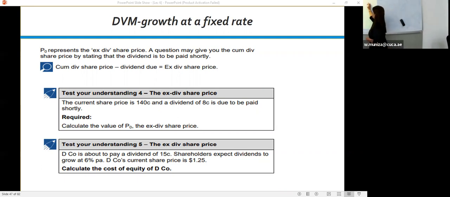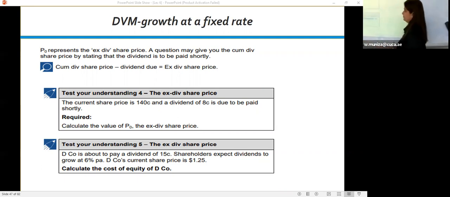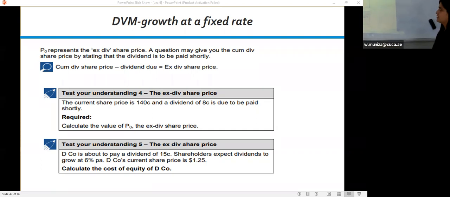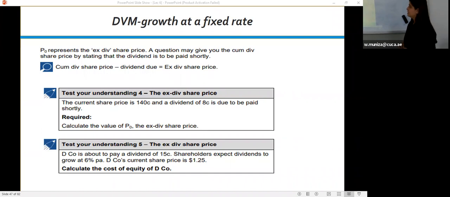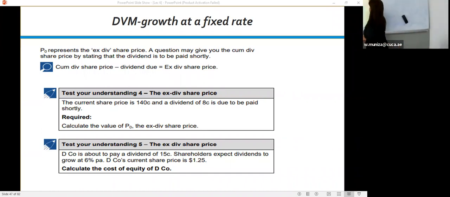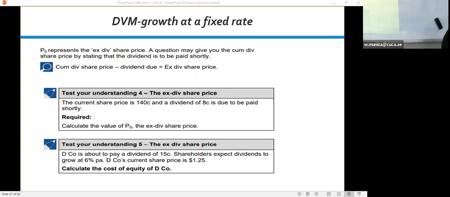What is the formula for PO? Is there any growth? No, there is not. The current share price is 140 cents. The dividend of AFC is due to be paid shortly. What is the formula? PO is equal to DO divided by RE. Now, if you are required to calculate PO, the PO is the ex dividend share price, is it? Yes. So how are you going to calculate PO over here? The current share price is 140 cents and the dividend is 8C.